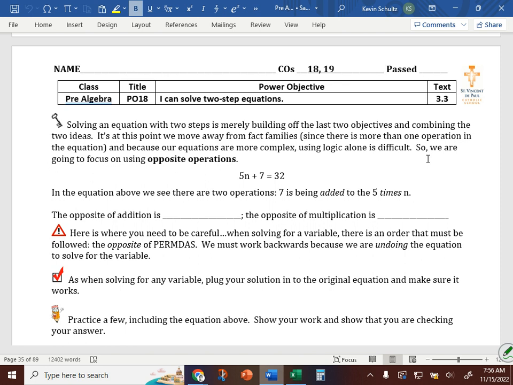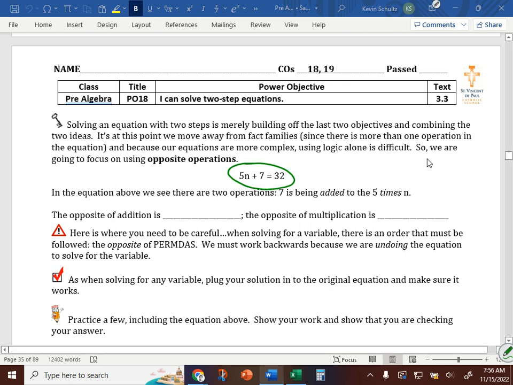You see this first equation, it's got more than one operation in it. It's 5n plus 7, right? And that's why it's a two-step equation, because there are two steps that you'll need to do in order to solve for the variable.